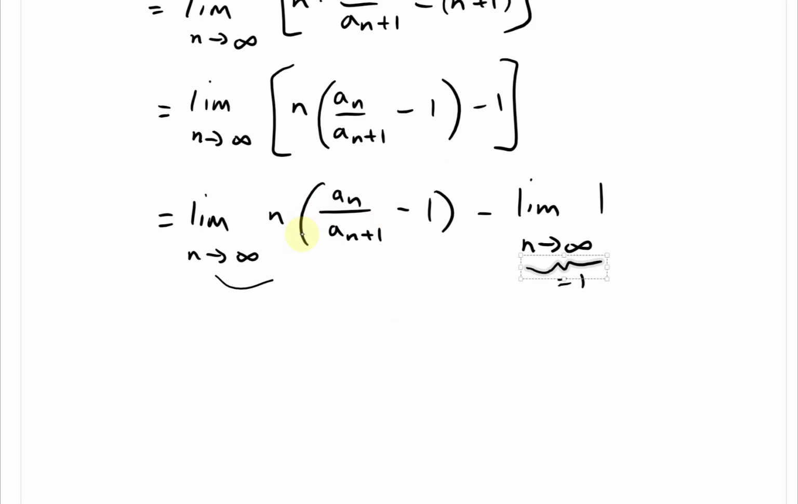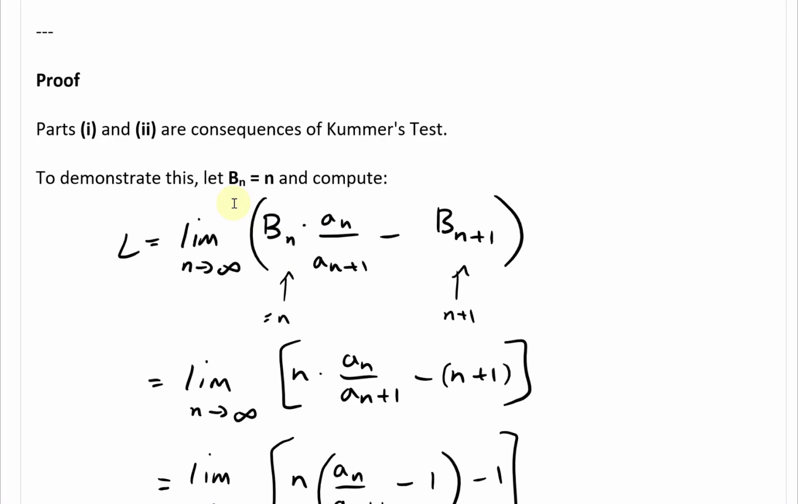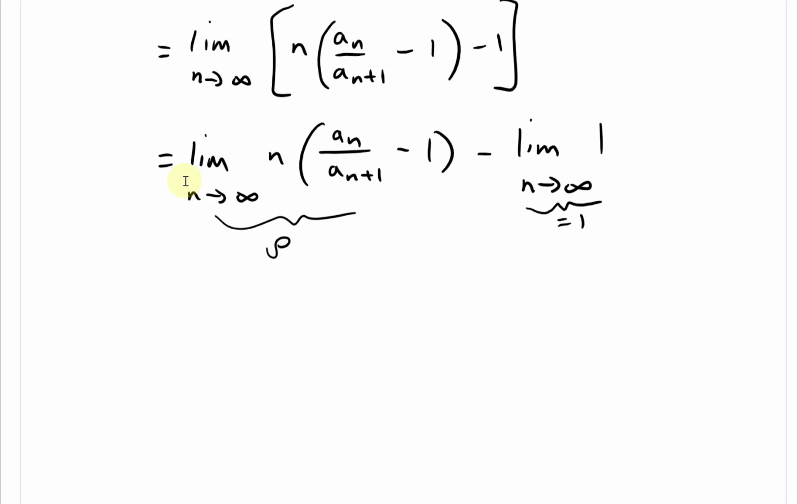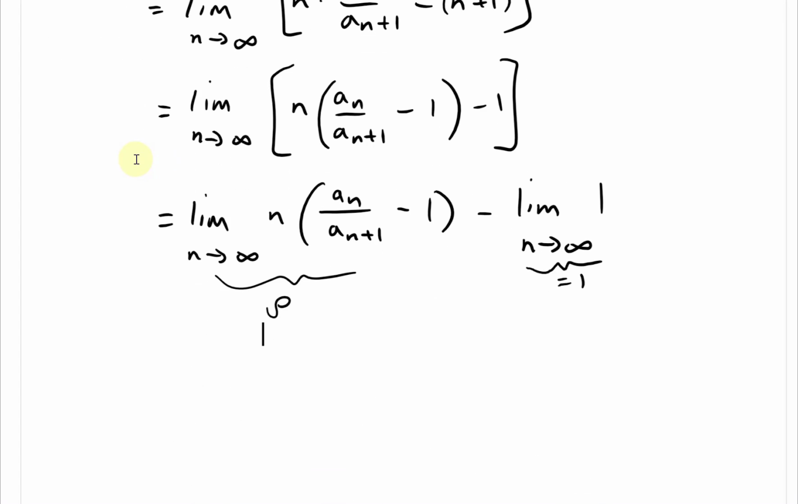In other words, we get this one right here. This is just our rho. That is just Raabe's test, the limit is equal to this. So in other words, we have our L from Kummer's test is equal to rho from Raabe's test minus 1. So we could box this out.